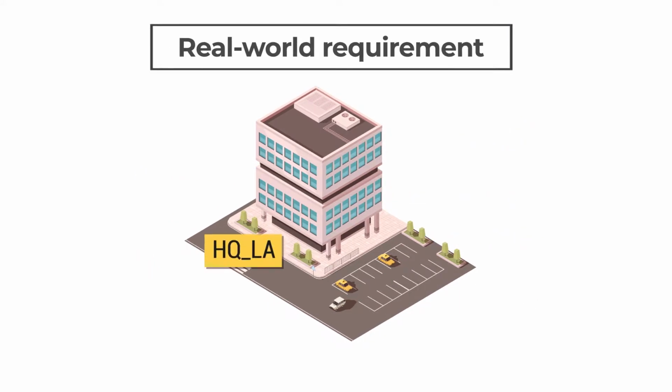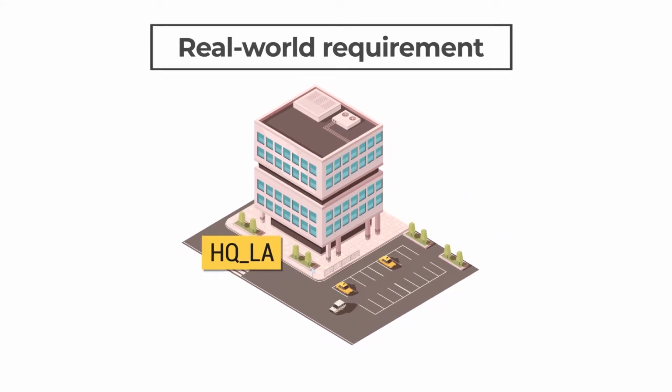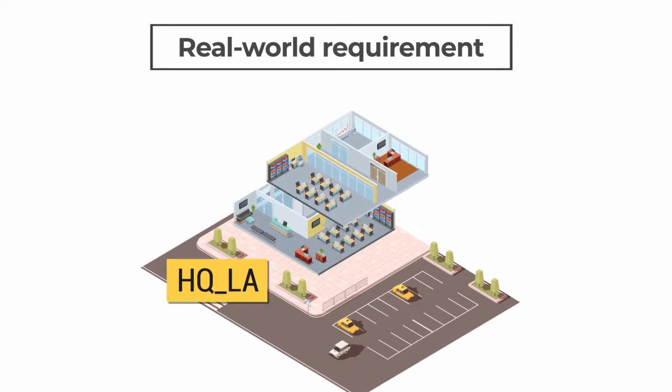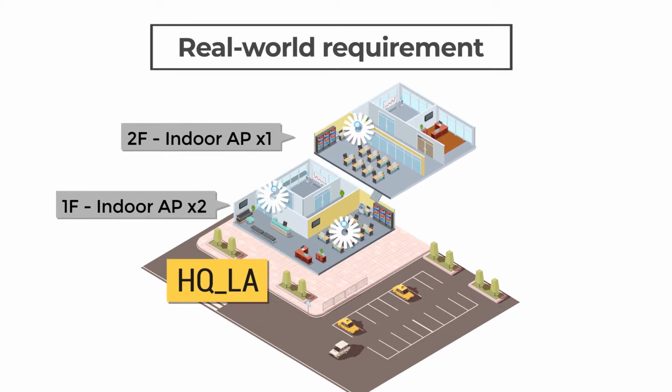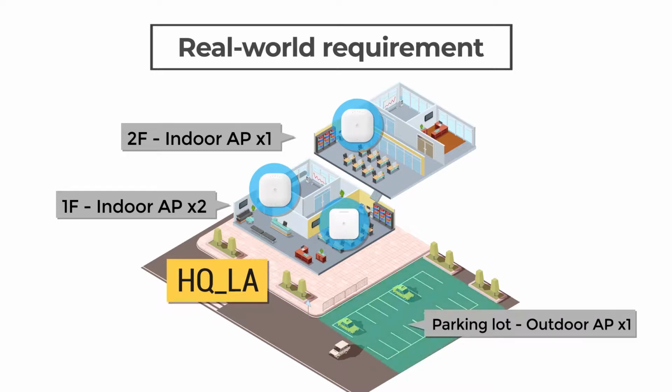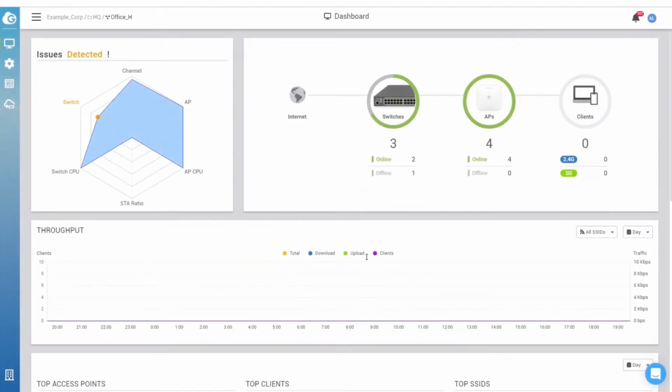Here is an example wireless network deployment plan for an office building. Let's deploy multiple access points for this building. The indoor access points are located on all floors, and the outdoor access point is situated in the parking lot next to the building. Now we have the intended location to deploy our wireless network. Let's see how to manage the network with EnGenius Cloud's visualized map.